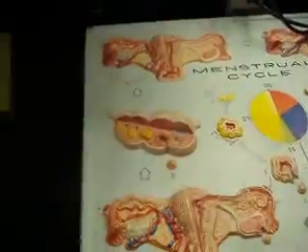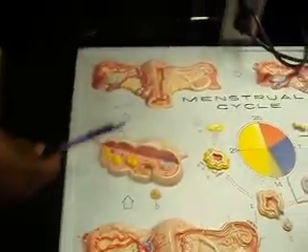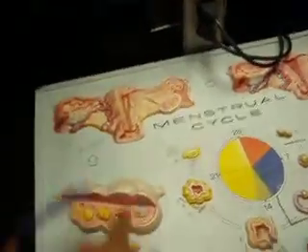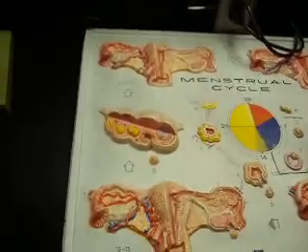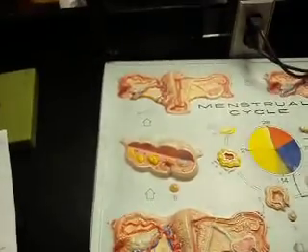Secretory, yeah. For the 1, 2, 3, right? Yeah. Separate the ovarian and the uterine cycle. 2 different things happen in 2 different organs.